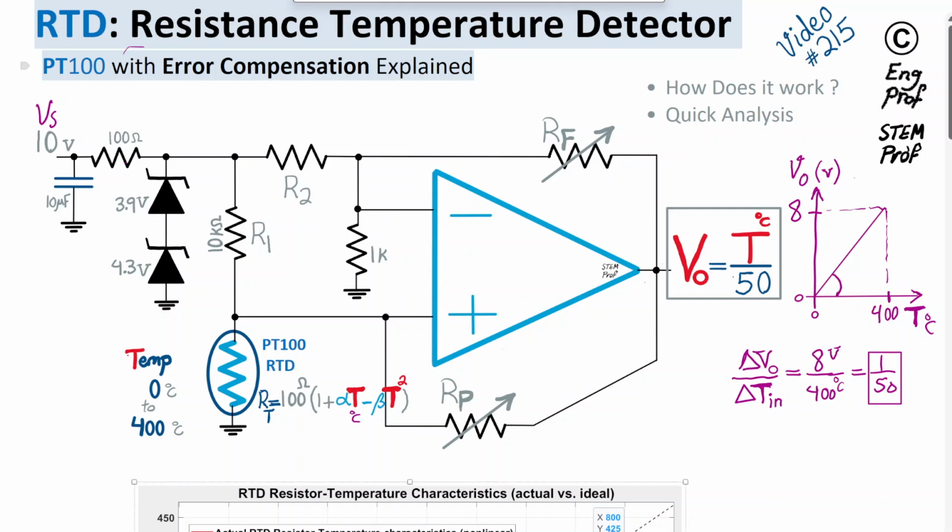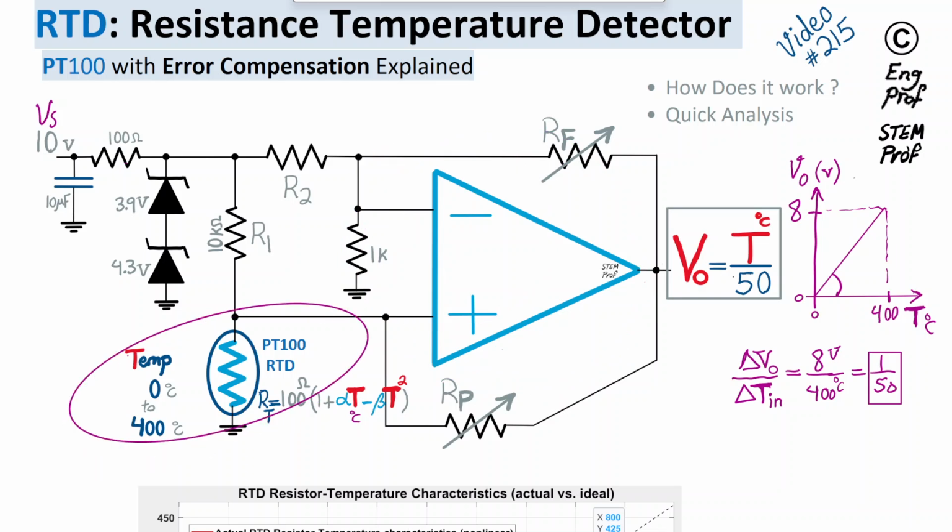In this video, a resistance temperature detector circuit is explained using a PT100 RTD temperature sensor, with error compensation for nonlinearity that is discussed and analyzed. This is the 215th video in the circuit analysis playlist. The circuit is implemented with one op-amp that is low noise and low input voltage offset, the likes of which you can find from Texas Instruments or Analog Devices at DigiKey or Mouser.